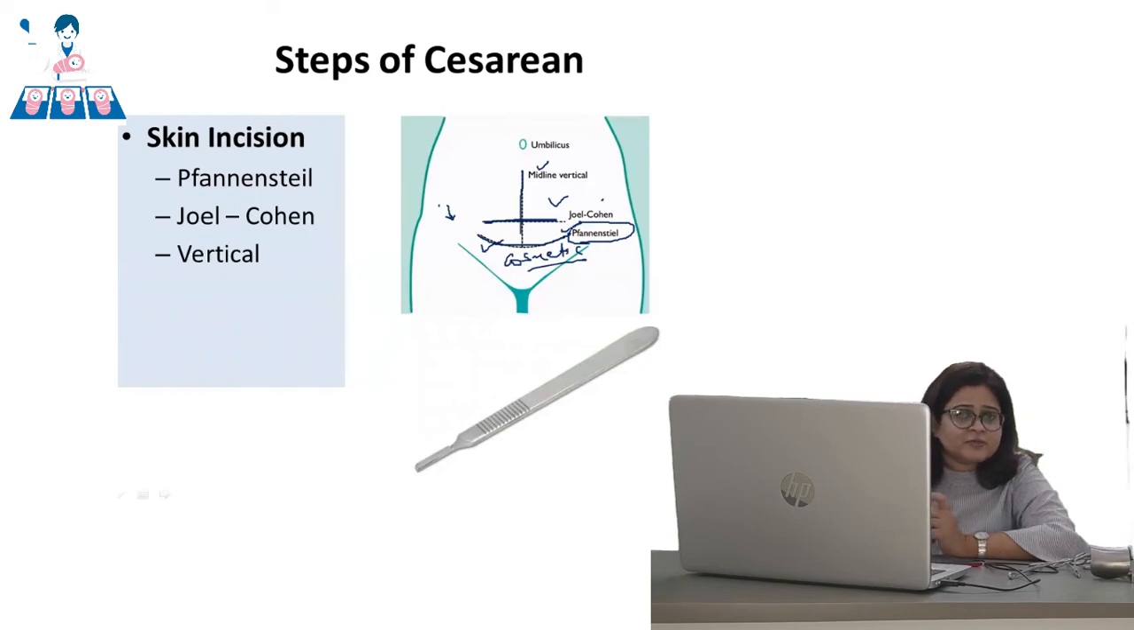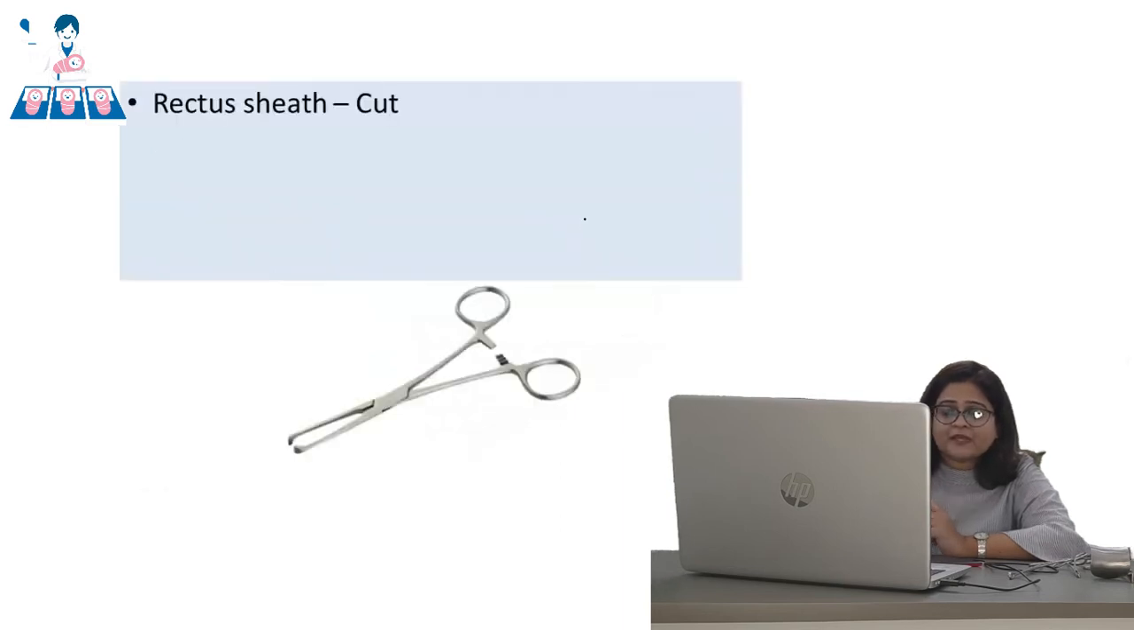We've all seen a BP handle and a blade. So a Bard-Parker handle, knife and a blade is used to give the incision. This has also been asked as a question. So you should know that's how a BP handle looks like. Next, what do we do?